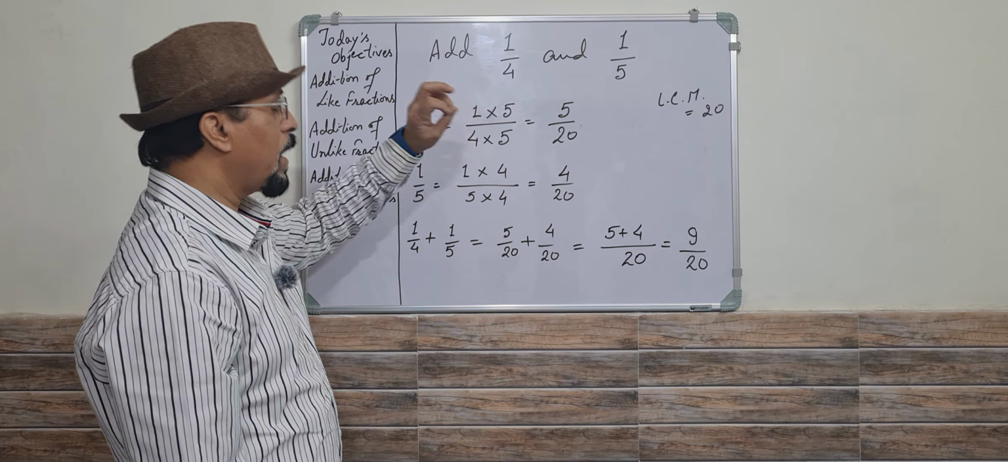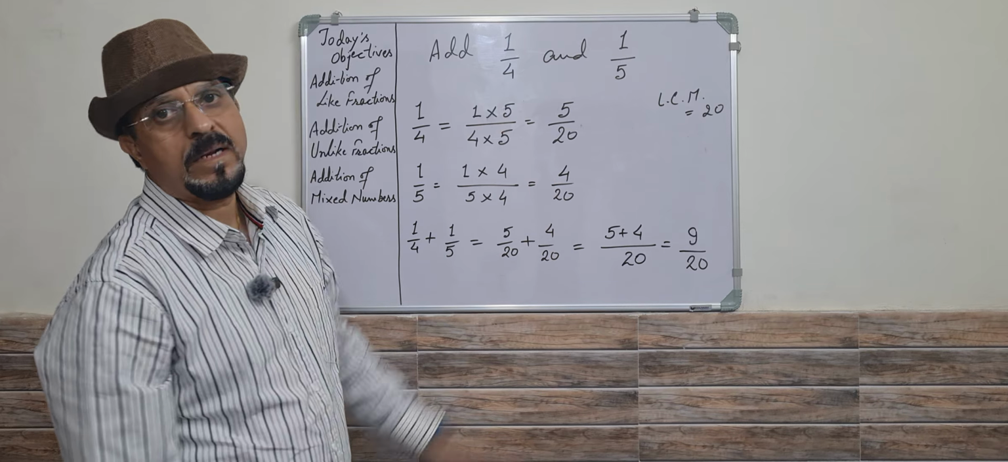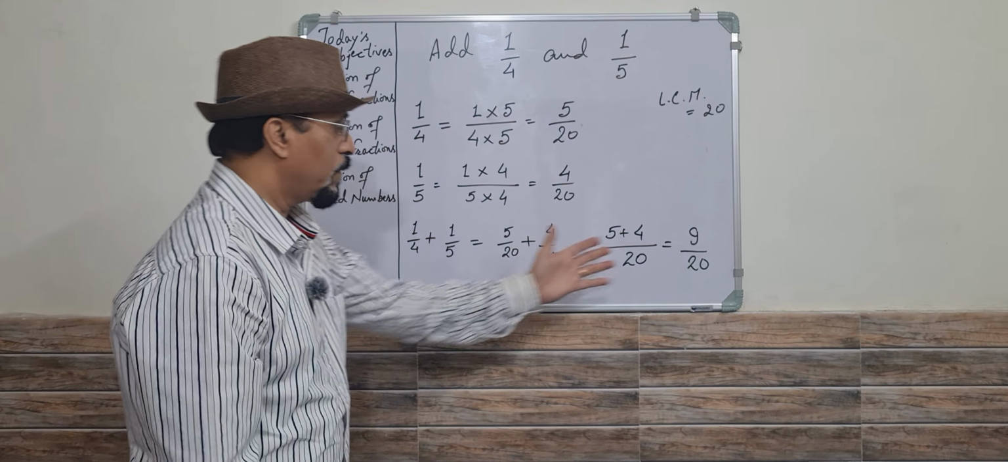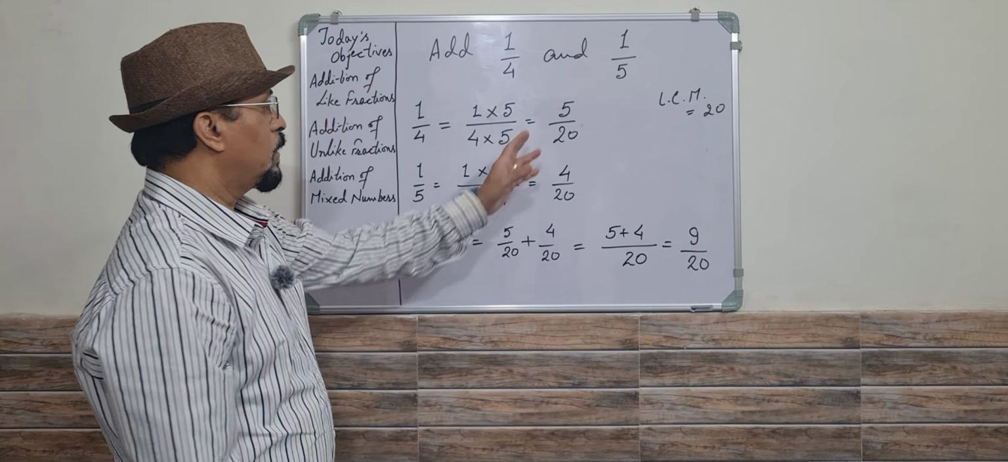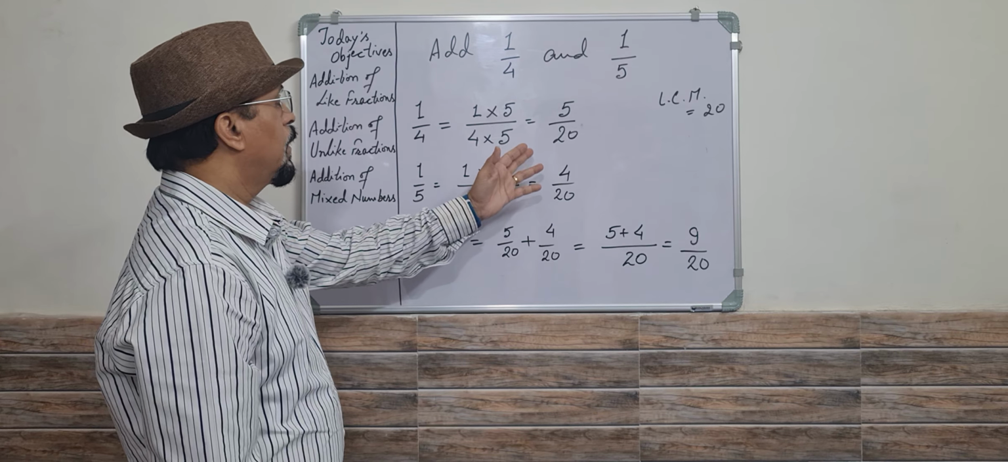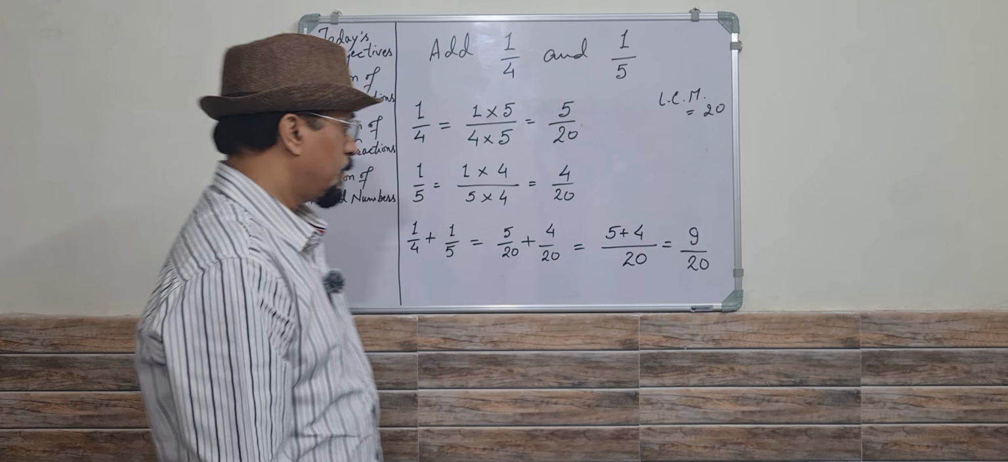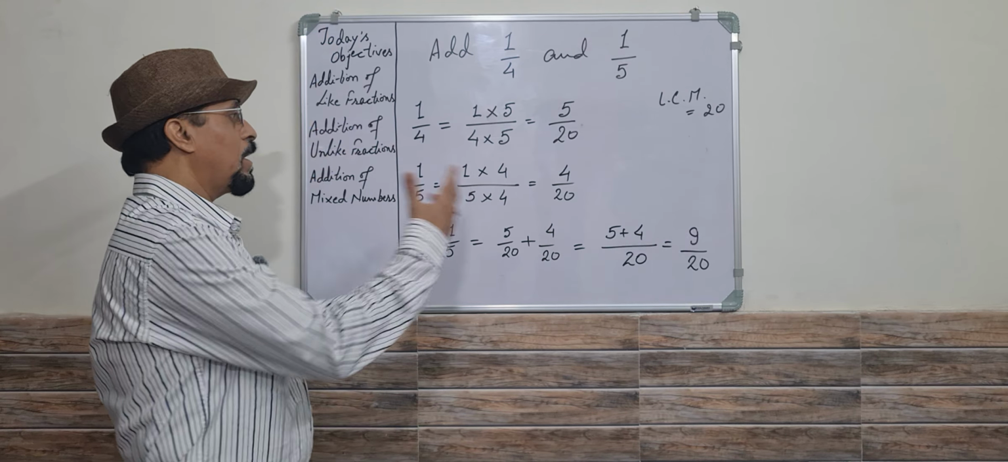To add two unlike fractions, first of all we have to convert them to like fractions, and then we have to work further. For converting them to like fractions, that means getting a fraction equal to them, we need to find an LCM, as I told. So that is how we do.